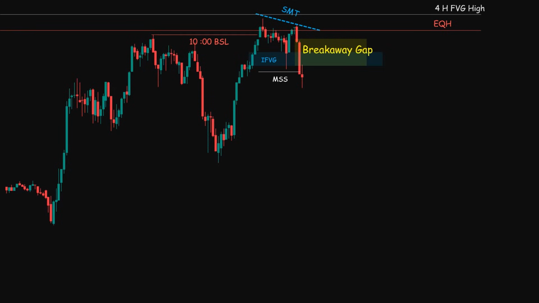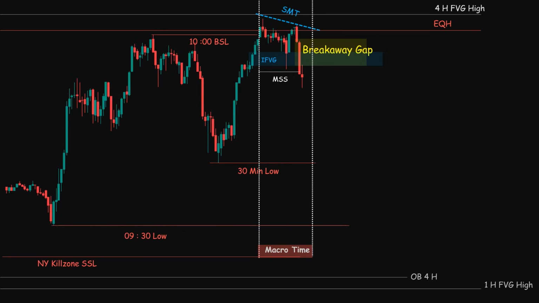Looking at the bigger picture, all my entry confirmations were in place. My plan was to target sell-side liquidity on the way down, aiming for the 4-hour order block and the 1-hour FVG I had marked.